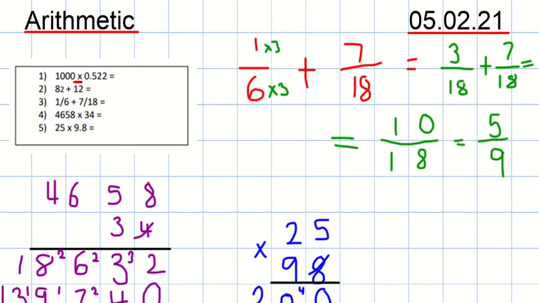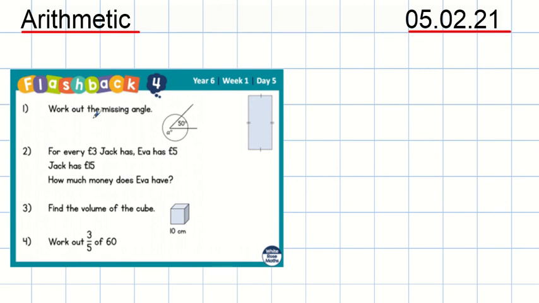Okay, let's have a look at our flashback then. So question number 1, work out the missing angle. Let's have a look at what I can see. I can see that there is a full turn here, and I know a full turn will total, can you remember, year 6? Can you remember the total of a full turn? That's right, 360. So the angles on this full turn have to total 360.